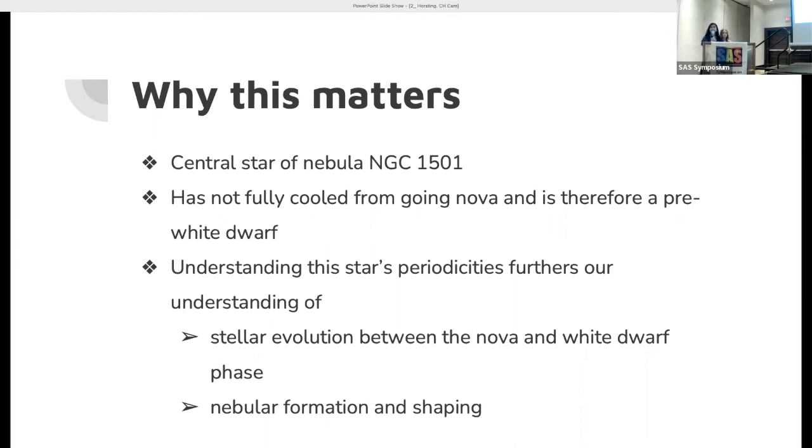Of note is that the amplitudes of these periods are typically very small, ranging from 1,000 to 0.2 of a magnitude. So understanding this star's periodicities will help to further our understanding of stellar evolution between this quick phase between nova and white dwarf, and also help our understanding of nebula formation. There has already been a study that has used the change in periodicities of stars just like CH-CAM to provide an estimation of the age of the galactic disk.